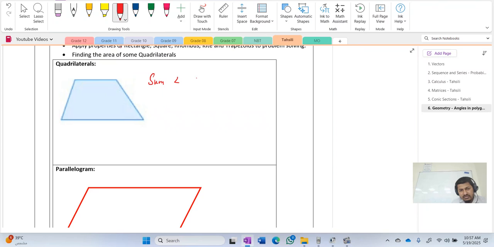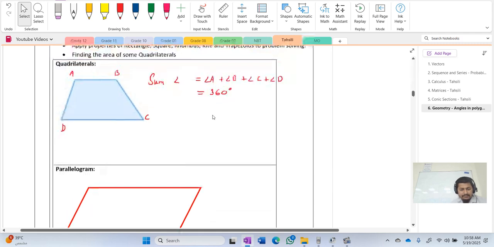to 360. So if I label this A, B, C, D, the sum of all the angles, so angle A plus angle B plus angle C plus angle D, the sum of angles is equal to 360 degrees. We can't really say anything about each angle because all the sides are different, and hence all the angles would be different as well. So it's just 4 different angles.